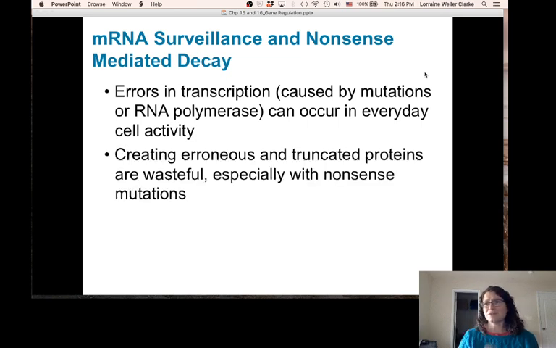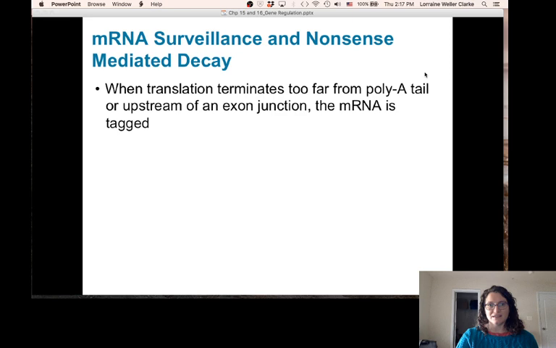Creating erroneous and truncated proteins is wasteful. If there's a nonsense mutation in particular, it can chop off the protein early, and it's useless for your body to be creating these tiny proteins that are eventually just going to be degraded because they don't work. Or worse, these proteins can actually be malformed and lead to cancer. So a way of your body controlling a cell-specific error is to do mRNA surveillance. So we have a defense against this, okay?